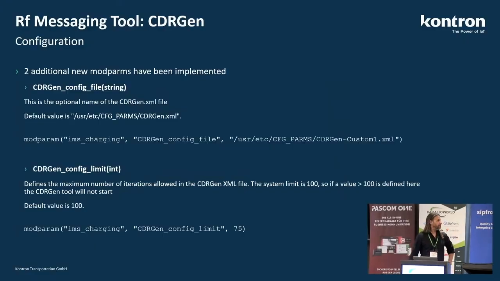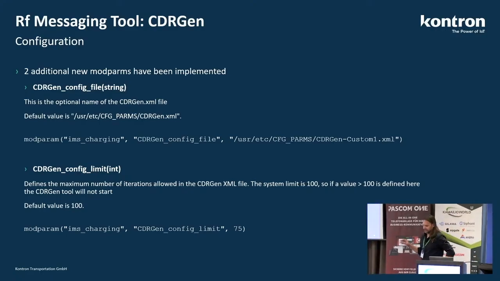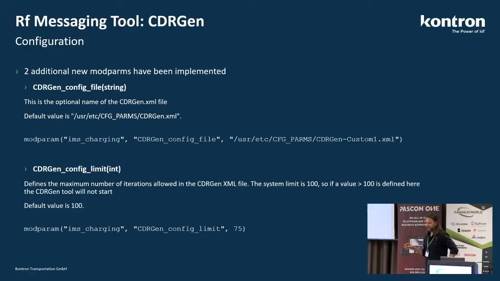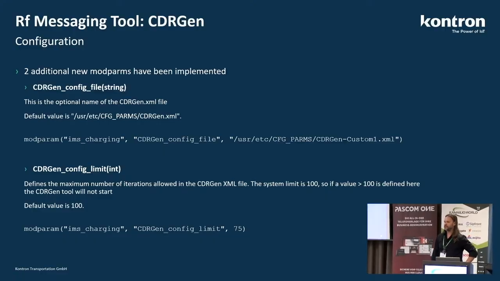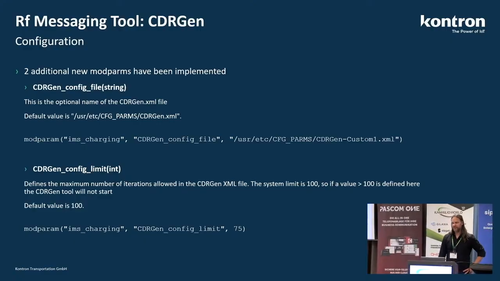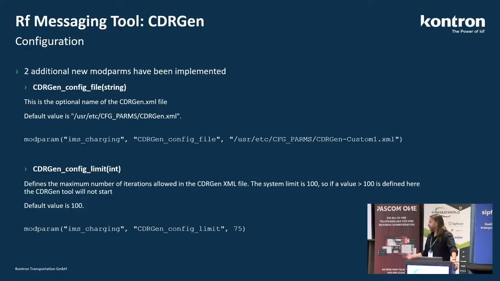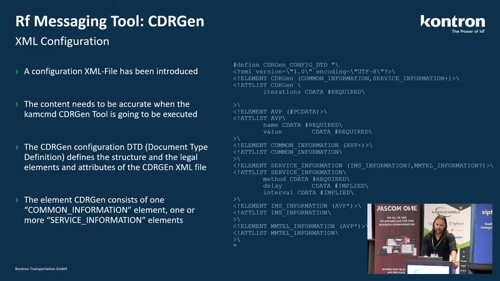For this purpose, we implemented two module parameters. So the CDR config file, basically the location of this XML file, and also we can set a system limit. Why are we doing that? This system limit tells that the user in the XML cannot overcome this limit, so as not to, let's say, kill the complete CSCF Kamailio just while running this tool. So that's why we implemented this system limit.